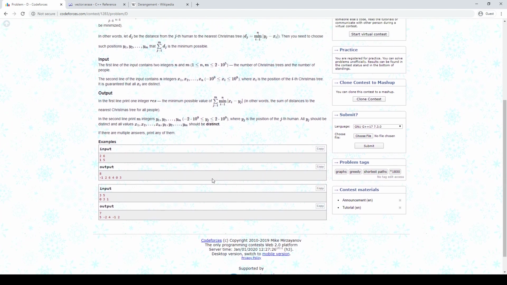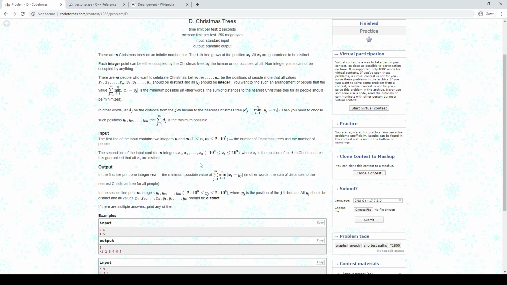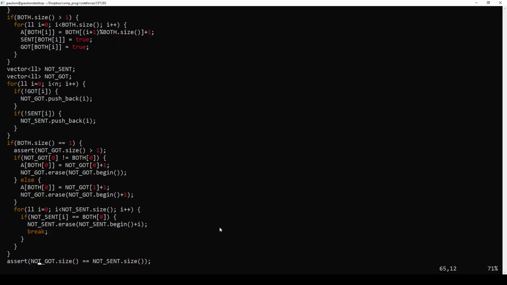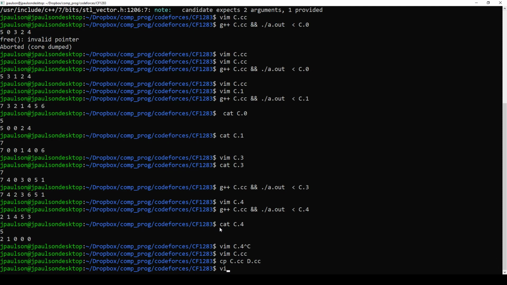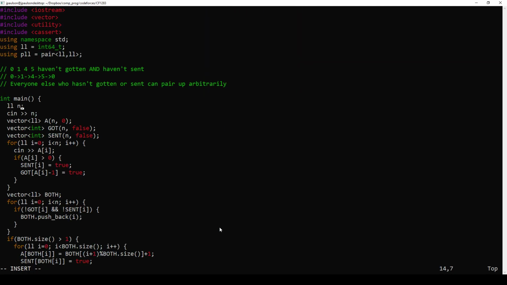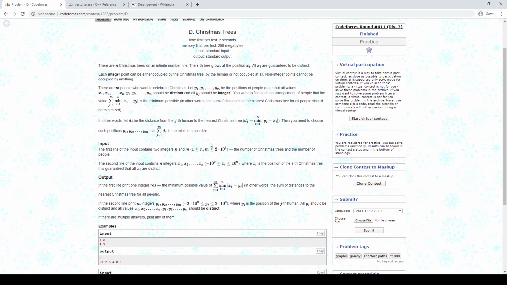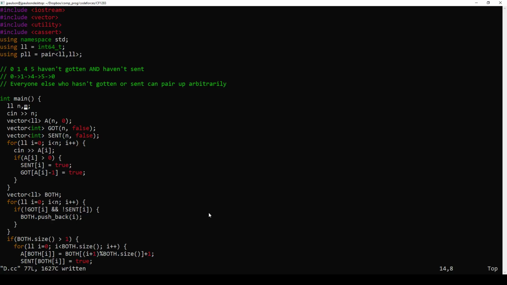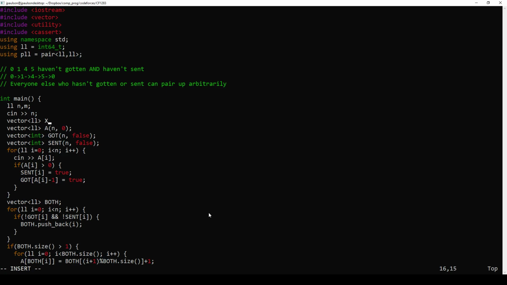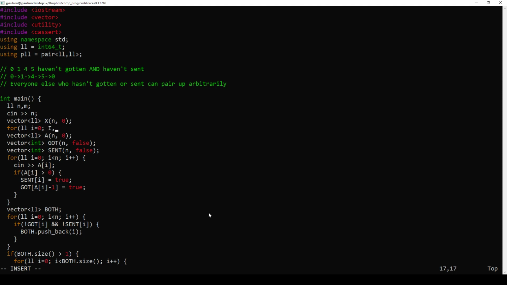So yeah. Again, this is a problem where it feels to me like it's going to be easier to think about once I actually start coding it instead of just abstractly looking at the problem statement. So I'm going to do that even though I don't have a full plan yet. Okay, so we had n and m, where n was the number of Christmas trees and m was the number of people. I'll call it x like it was in the problem statement.